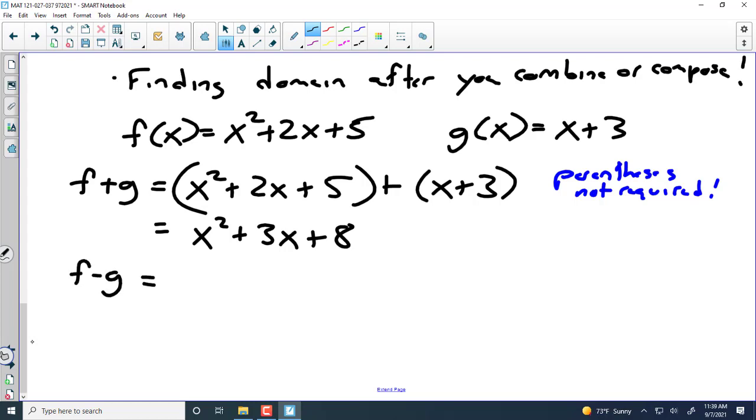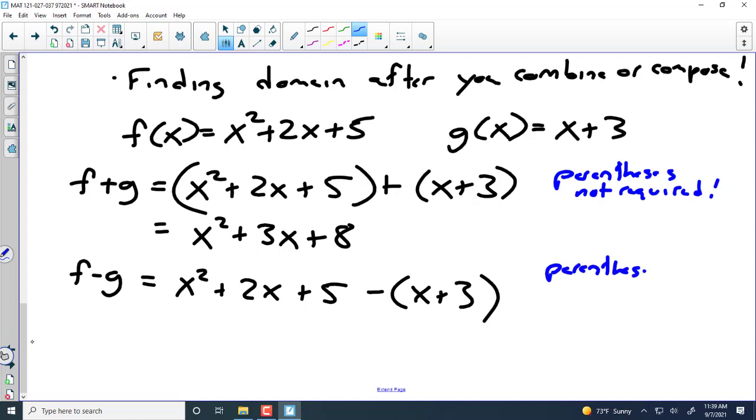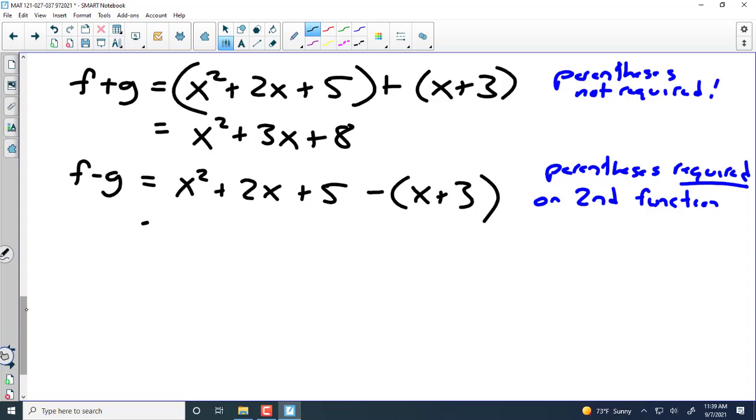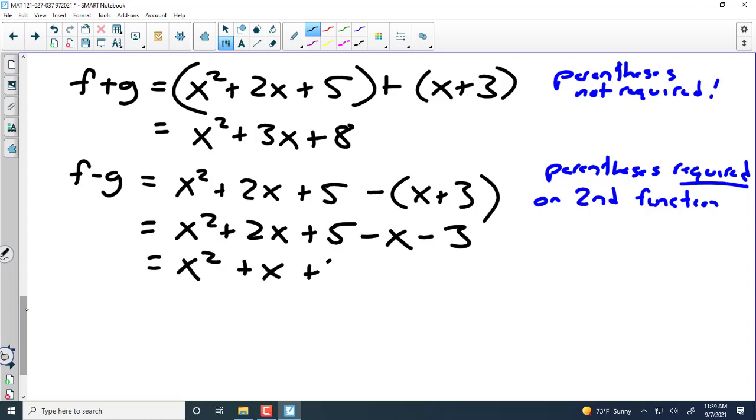F minus g, parentheses required on second function. And the reason for that is if the second function has multiple terms, the minus sign does need to distribute. So if you have this right here, this will simplify to, I'll show both steps in here just so you have it in your notes, minus x minus 3, or x squared plus x plus 2.